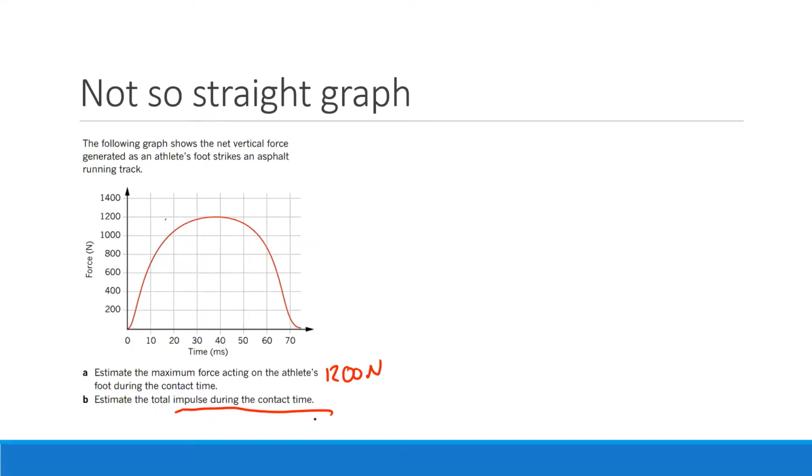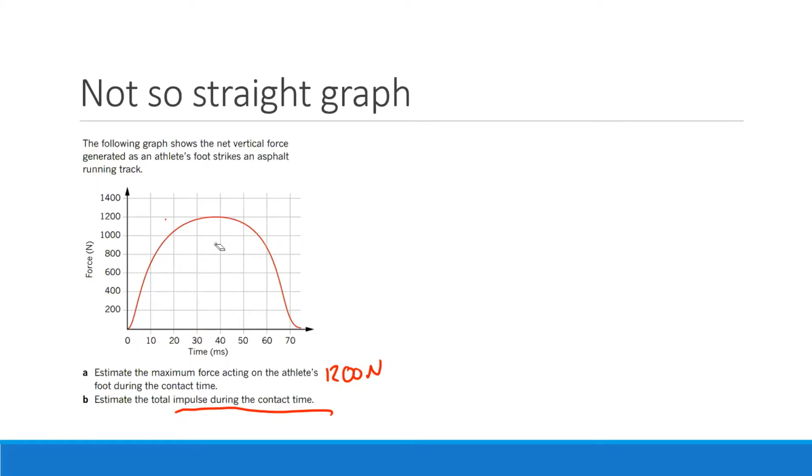Now to do this one, and this is a similar question to what we did before, we have to try and find out what the area under this graph is. If we knew the equation of this graph, we could use some fancy maths to figure it out. Because we don't, we're just going to draw a rough estimate.